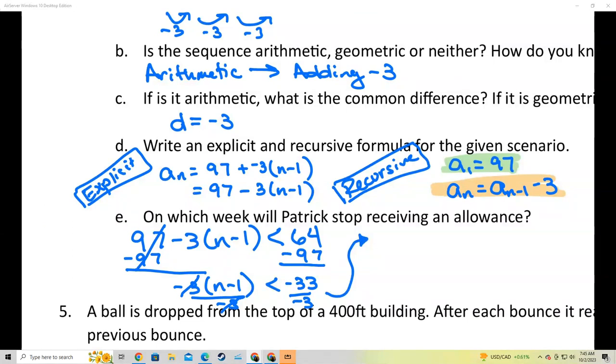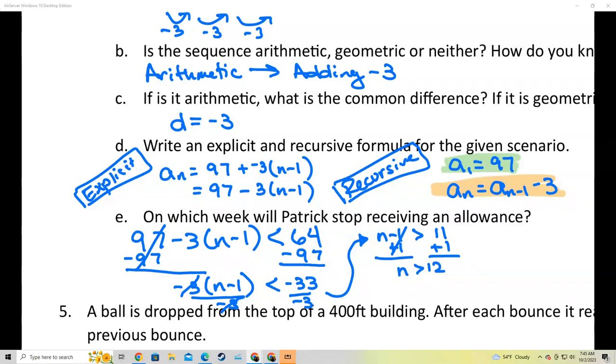So on the left, I still have an n minus 1. On the right, I have an 11, a positive 11. But because I divided by a negative, I need to switch that sign. So it's not less than anymore. It's greater than. Now I'm going to add 1 to both sides to get rid of that minus 1. And I get n is greater than 12.